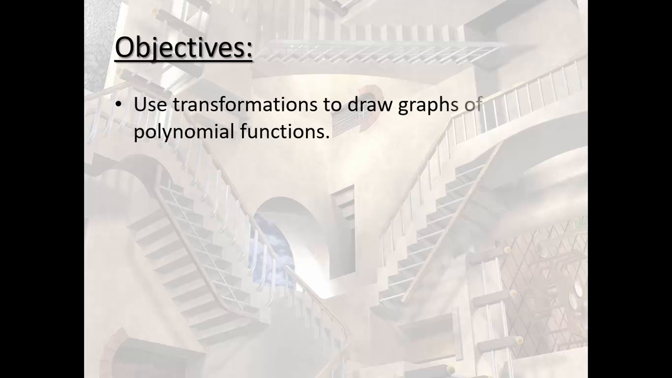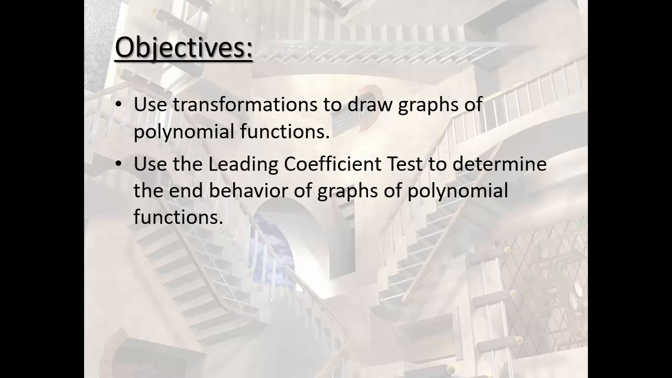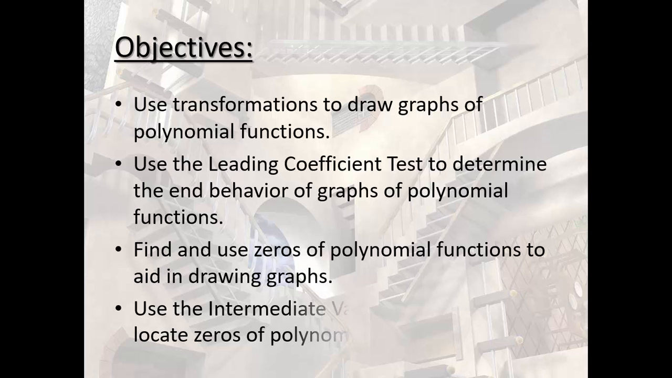Objectives. We want to be able to use transformations to draw graphs of polynomial functions. We want to learn how to use the leading coefficient test to determine the end behavior of graphs of those higher degree polynomial functions. We want to be able to find and use zeros of polynomial functions because that's going to help us graph them. And we want to be able to use what's referred to as the intermediate value theorem to help locate zeros of polynomial functions.